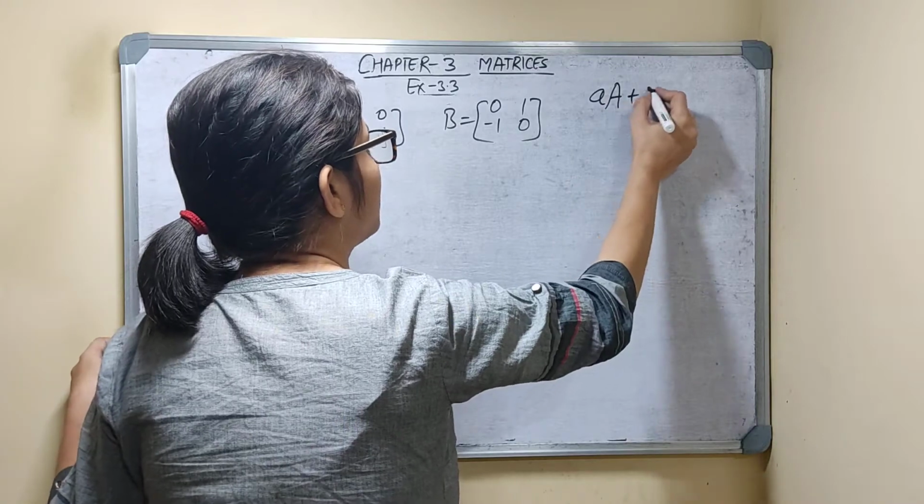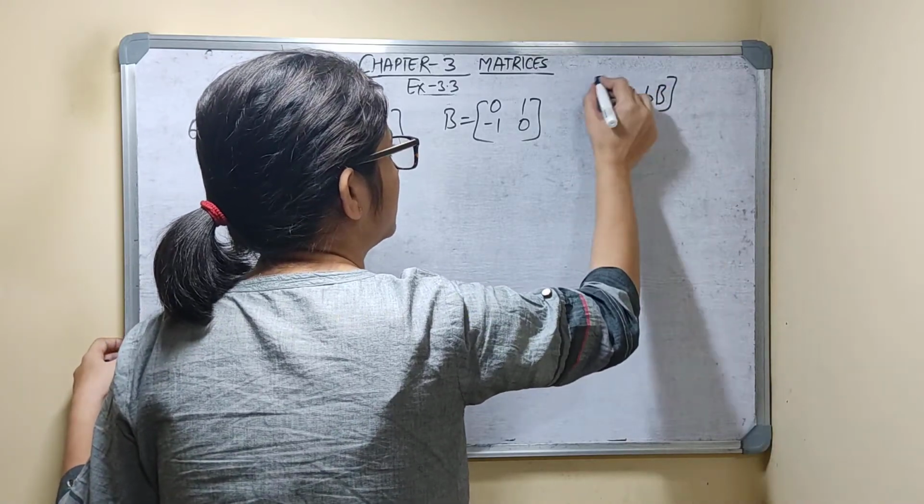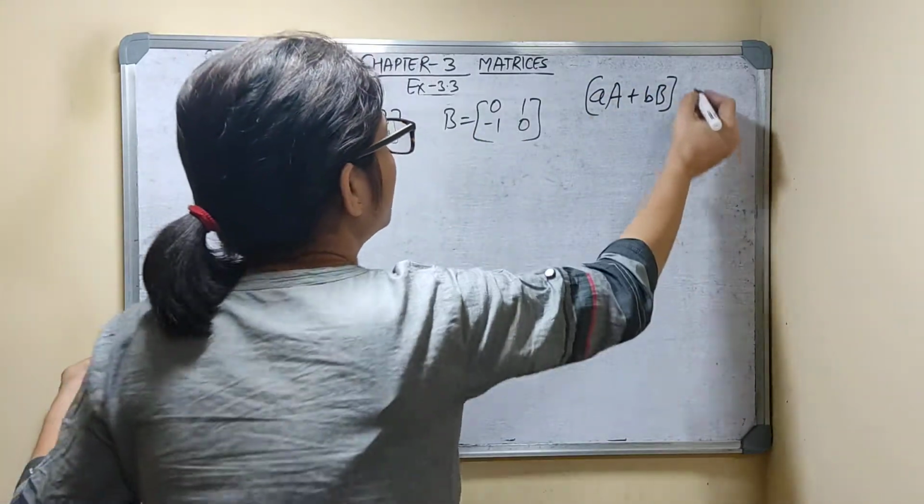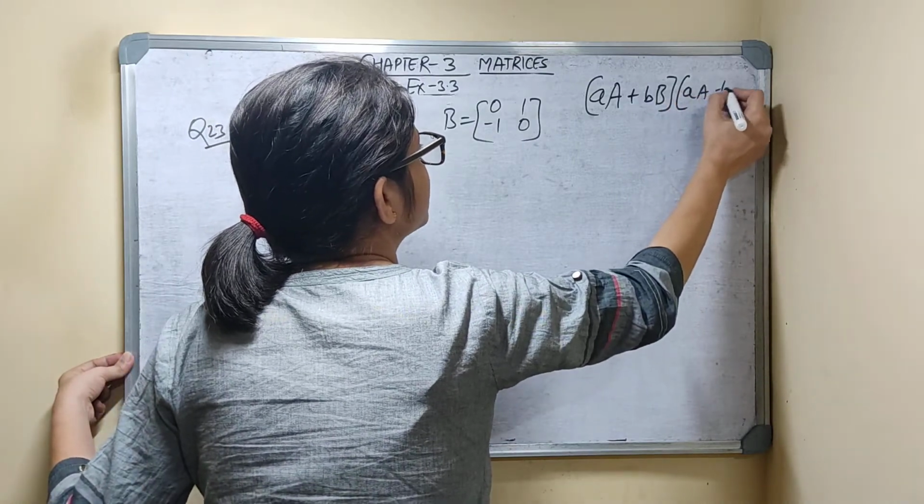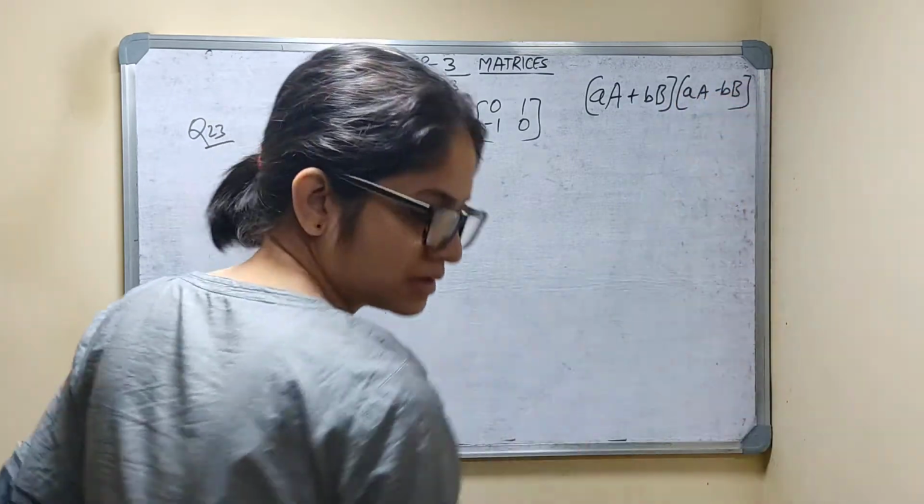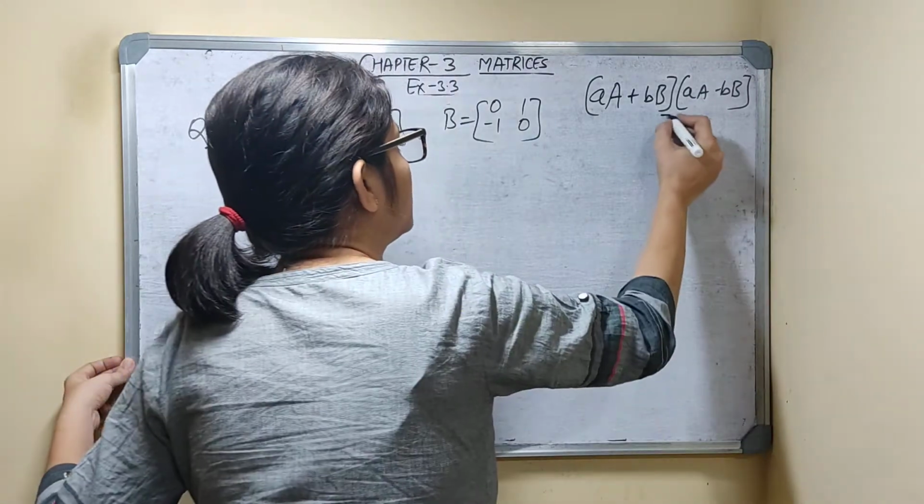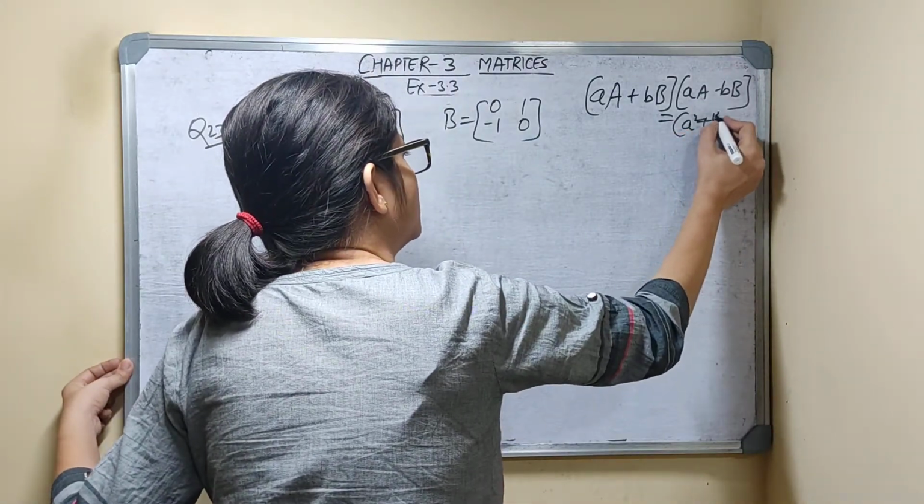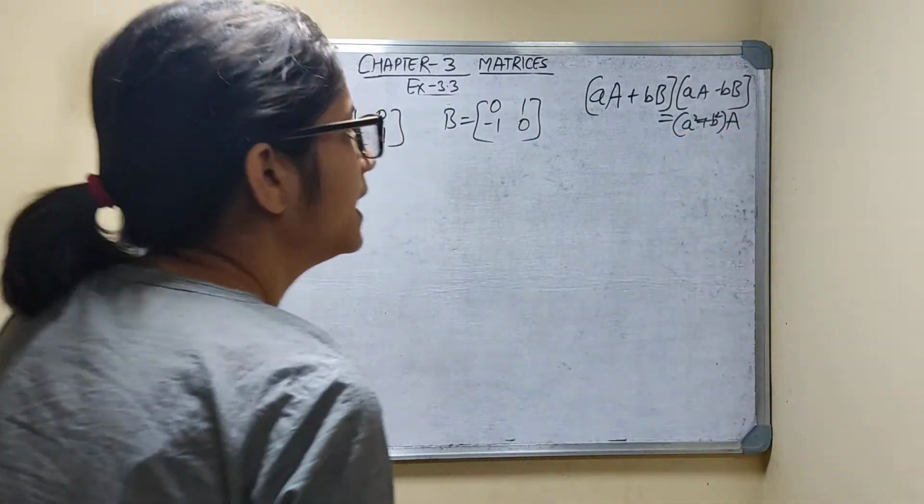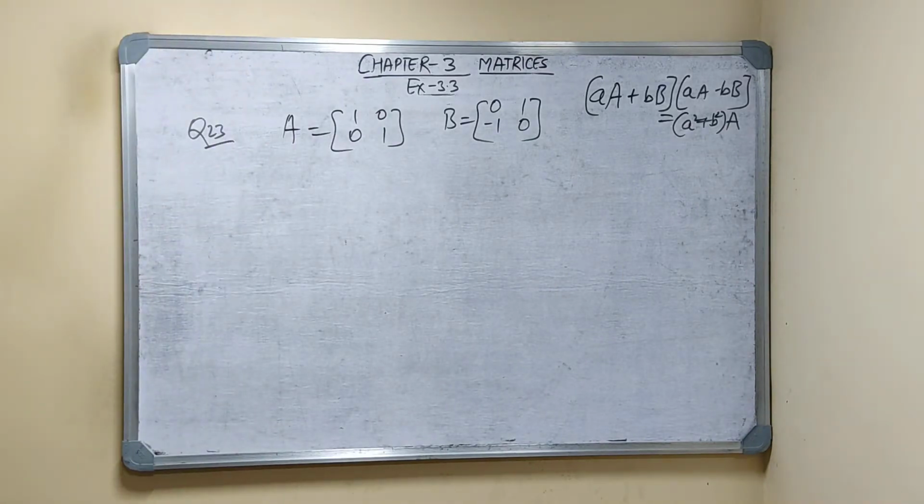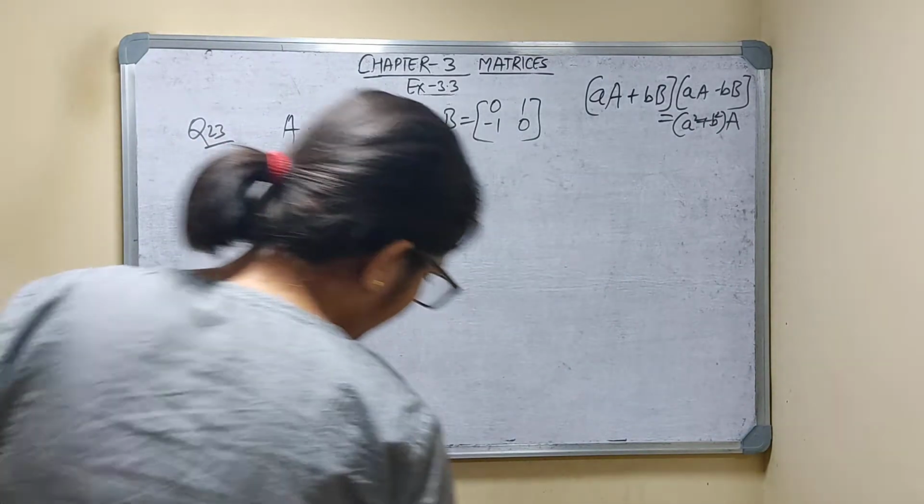(aA + bB)(aA - bB) is equal to (a² + b²)A. Is it clear? Question 23 is the LHS part.